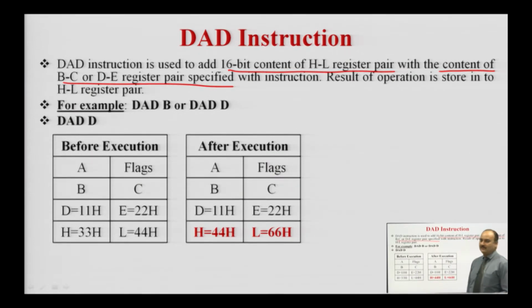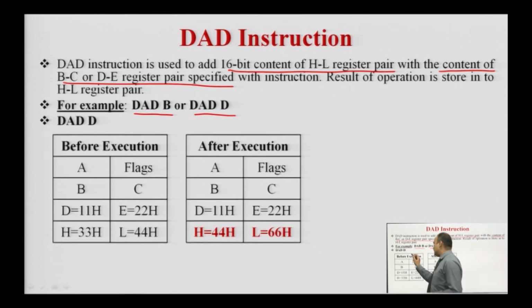The syntax of this instruction is DAD B. With this instruction the BC register pair is used. So, this instruction will add the content of the BC register pair with the HL register pair and store the result of the operation into the HL register pair. Another example is the DAD D instruction. This instruction will add the content of the DE register pair with the content of the HL register pair and store the result into the HL register pair.